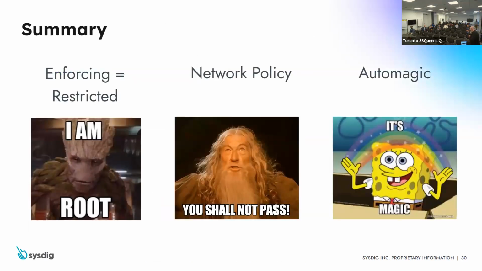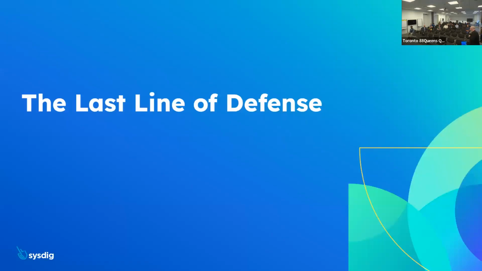So in summary, enforcing restricted, we added network policies and then we automated all that. But now we need to talk about the last line of defense. And I might speed through some of this. I don't want to take up too much time here. We did all that baseline work, but what happens if somebody breaks through all that stuff and you get punched in the mouth?